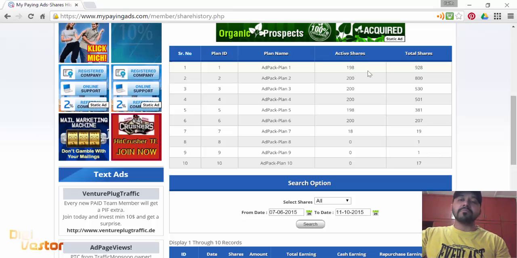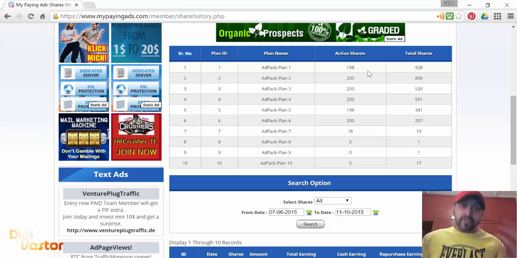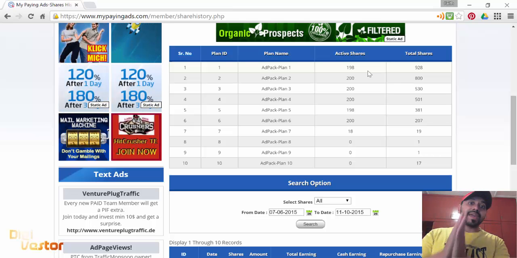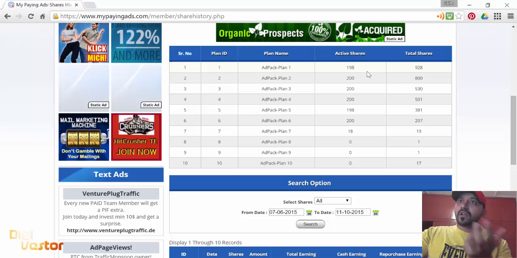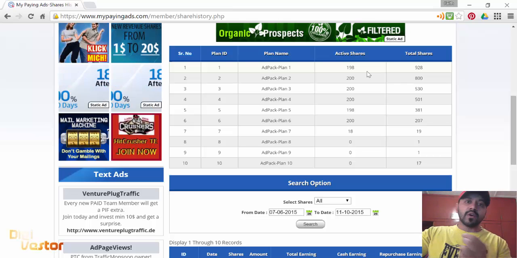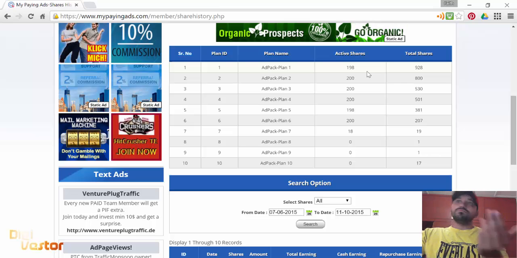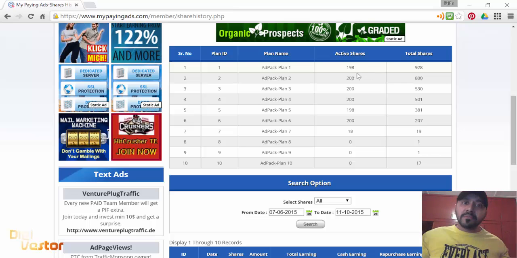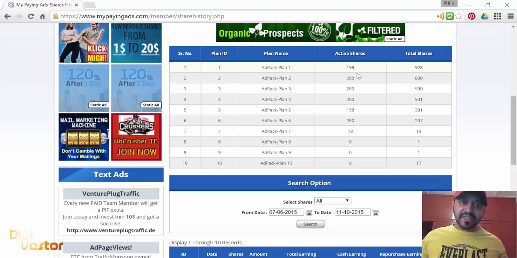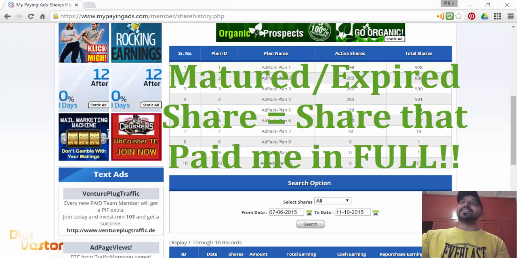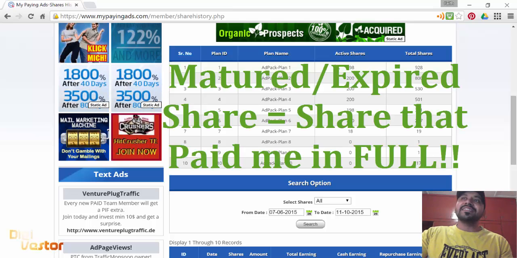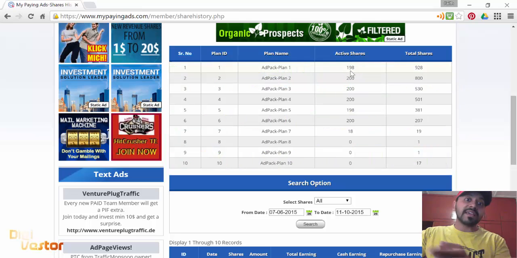Okay? And once they expire, like they expired over here, I had 200 here just this morning. Two of them expired, meaning they matured, which is a good thing, meaning I've got paid in full. A $1 pack in ad pack level 1 gives me $1.2 in return. So those two shares that expired have given me $1.2. They've done their work and they've retired. So I only have 198 that are working for me. I must make it 200.